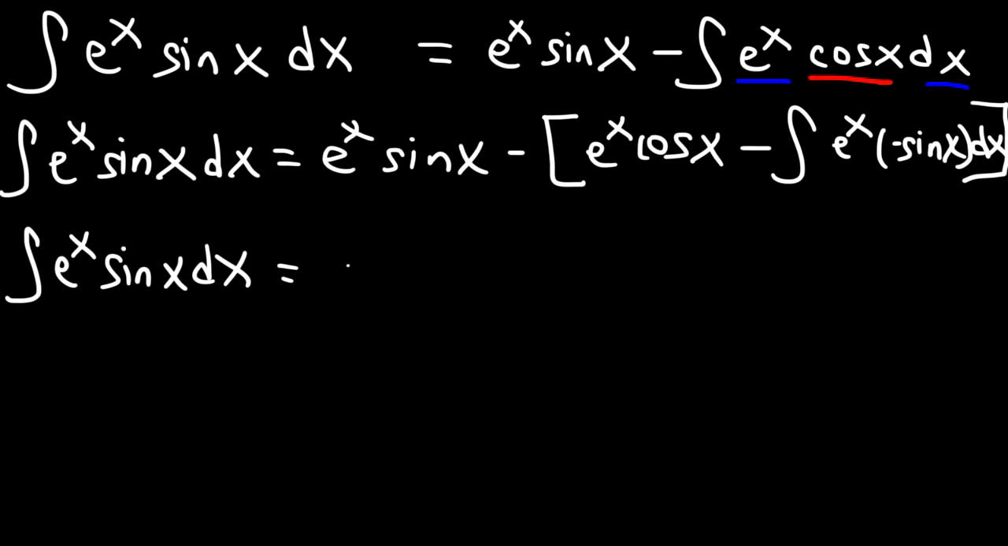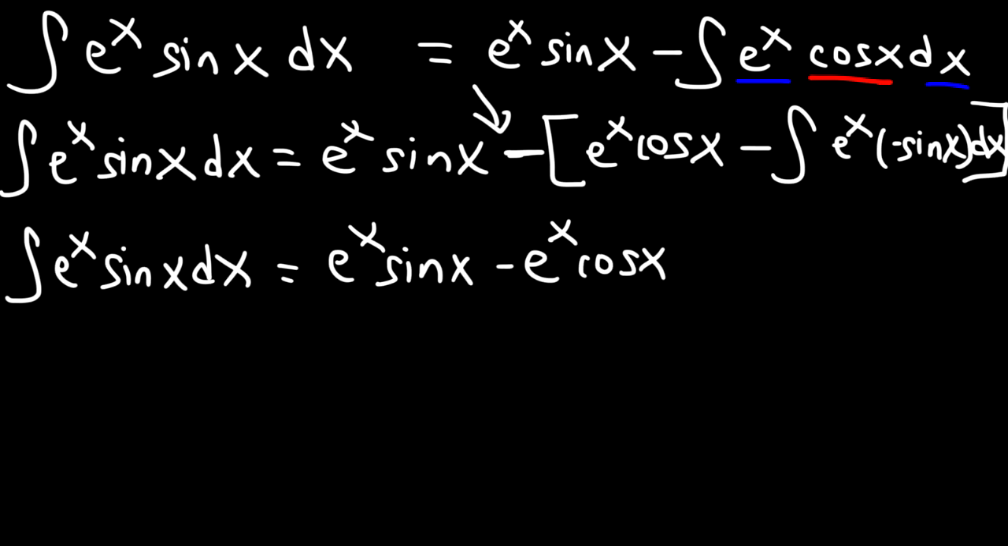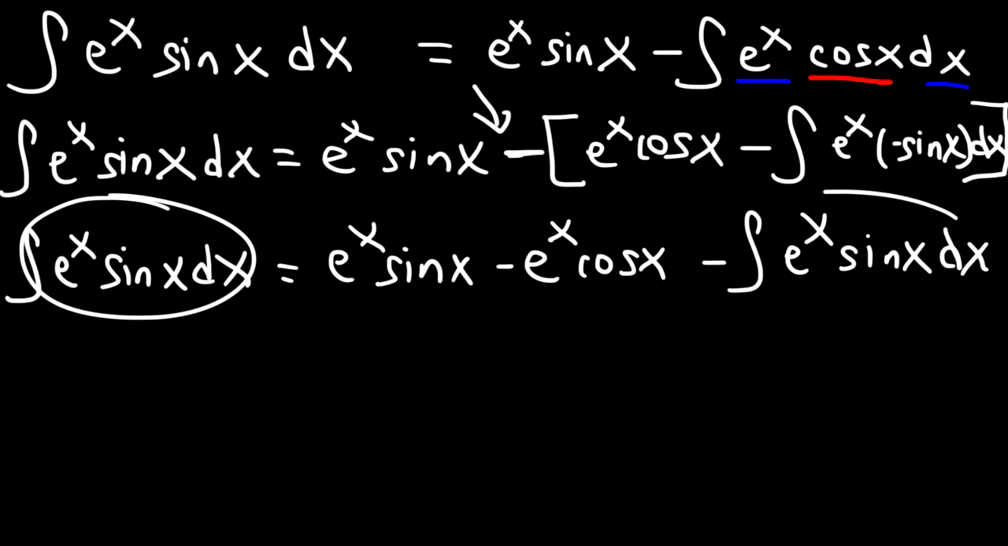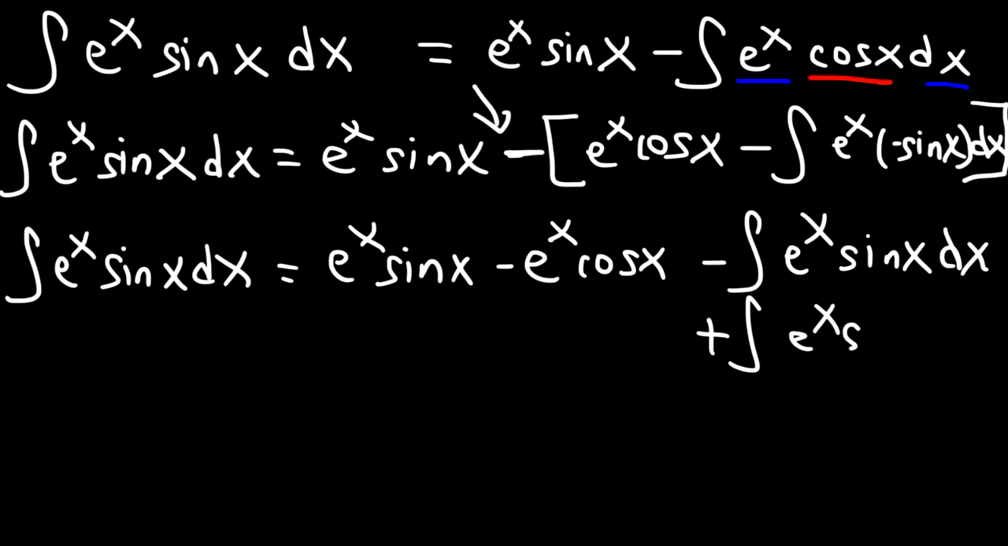So let's simplify what we have. Let's begin by distributing the negative sign that we see here. So this is going to be negative e to the x cosine x. And then we have three negative signs to deal with. So a negative times a negative times a negative is simply a negative. So this is going to be negative integral e to the x sine x. Now notice that we have common terms here. So what we're going to do is add the integral of e to the x sine x dx to both sides.